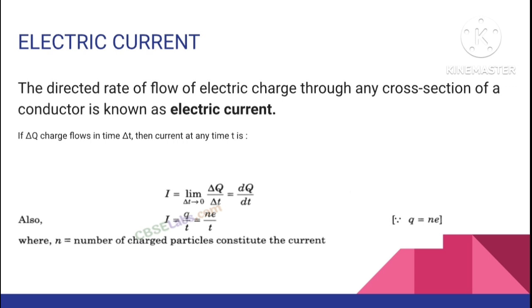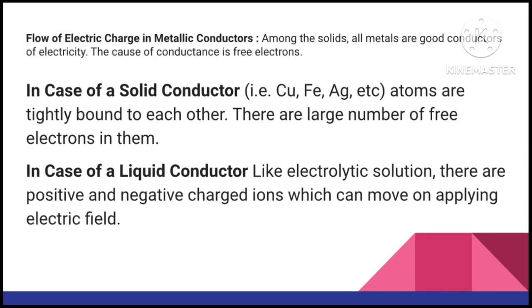Here small n is the number of charged particles that constitute the current, that is, the moving charged particles that make up the current, and e represents the charge on each of the moving charged particles. The charged particles which constitute an electric current are known as charge carriers. There are different charge carriers in solids, liquids or gases. Number 1, flow of electric charge carriers in a metallic conductor.